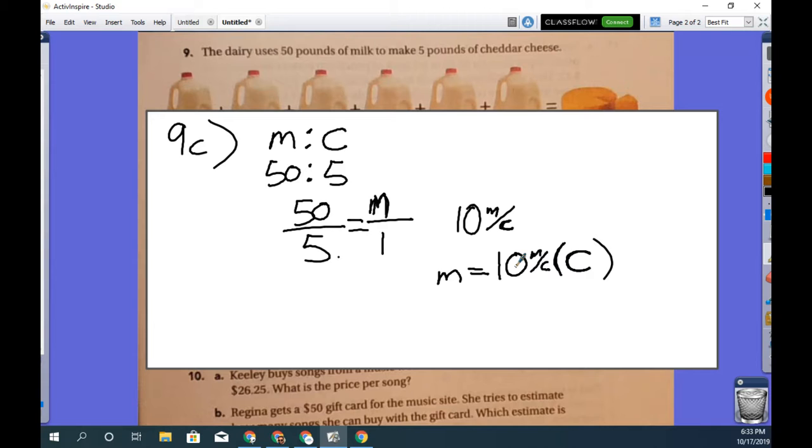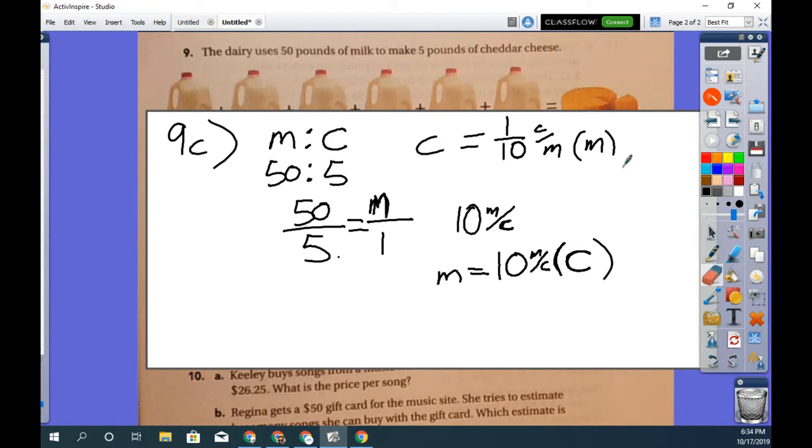If we had found a different rate, let's say we had found the rate of cheese per gallon of milk, we would have discovered that it is 1/10 of a pound of cheese is created with 1 pound of milk, and we would have to multiply that times m to go ahead and find our cheese. So if we only had 1 pound of milk, we're only going to be able to make 1/10 of a pound of cheese. And that makes sense because we need a lot of milk to make a little bit of cheese. So if we only have 1 pound of milk, we're only going to make a very little bit of cheese, which is 1/10 of a pound of cheese.